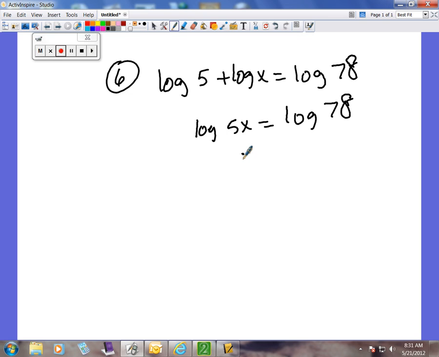So then you can just take 5x equal to 78, so your final answer is 78/5, right? Everybody okay with that? All right, we're only going to do one more because it's the only one that I haven't shown you. Number 8, or number 10, excuse me.